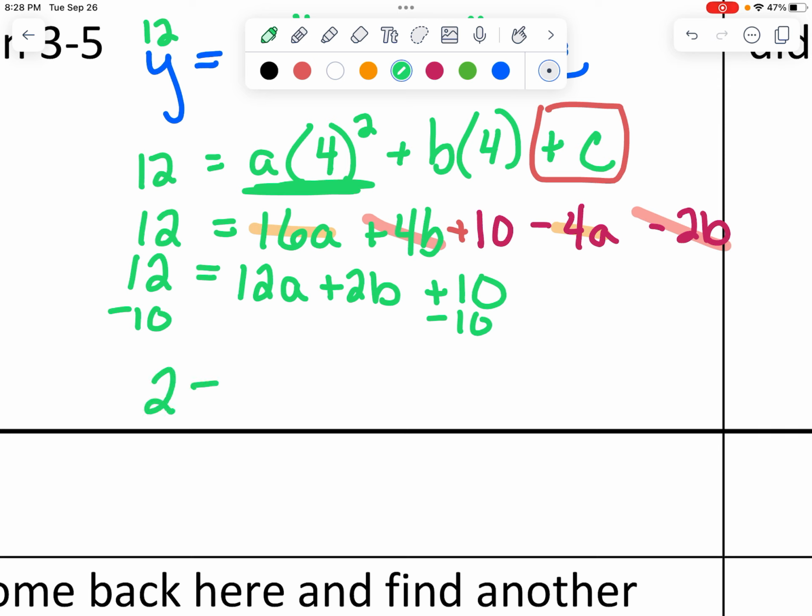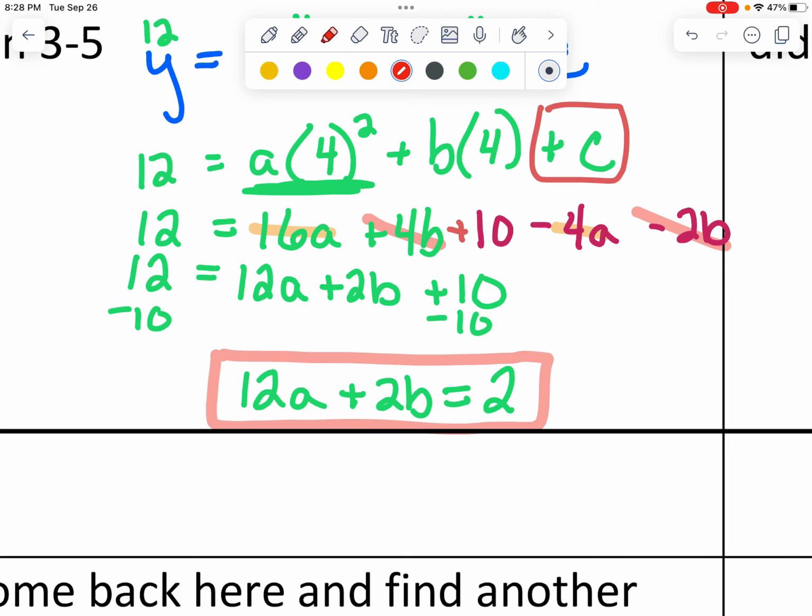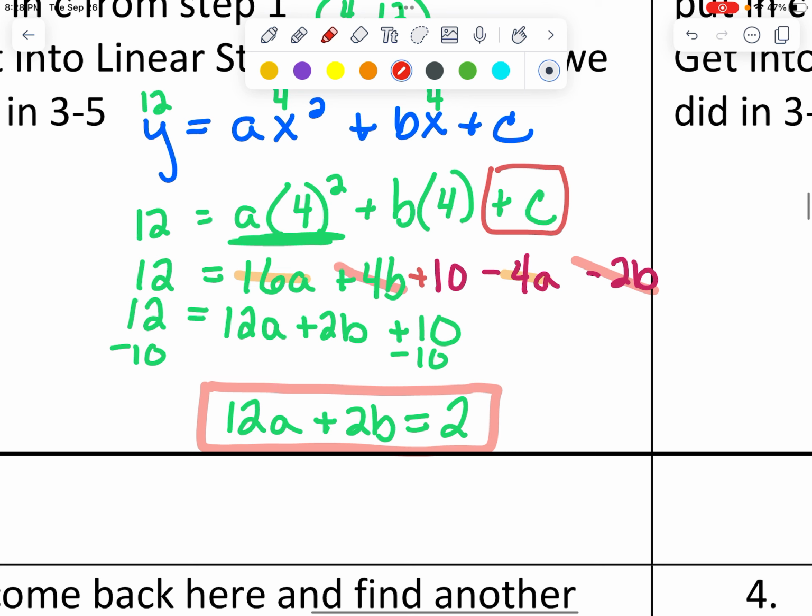So I have 2 equals 12a plus 2b. But I really know that kids can't stand it, it's really not pretty like that. So I would much rather just have my equals 2 over here, which is a completely legal math move. This is in linear standard form. Remember, we put in x, we put in y, and we put in c from step 1.